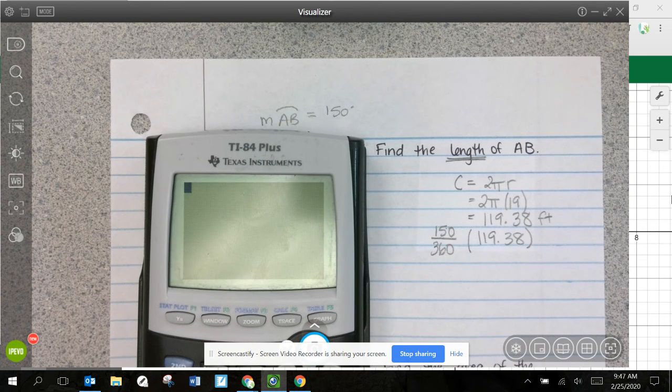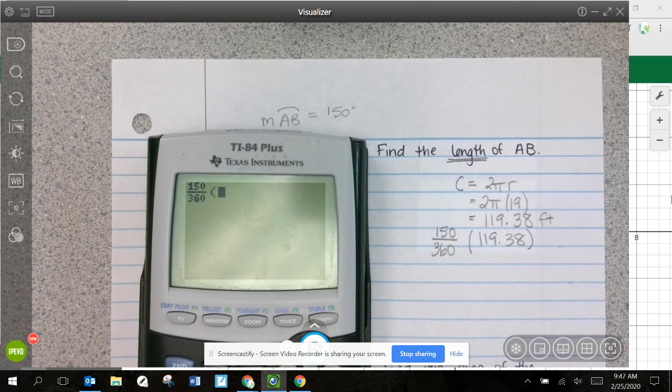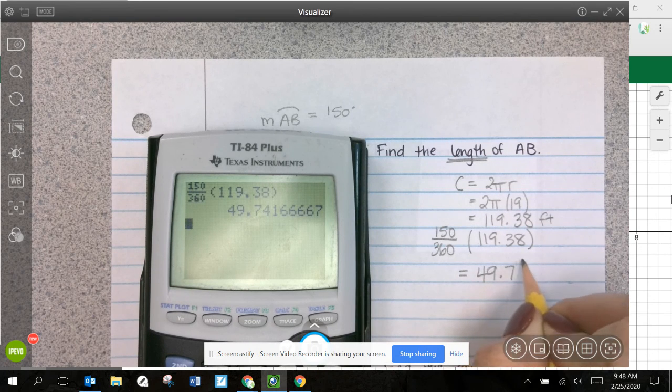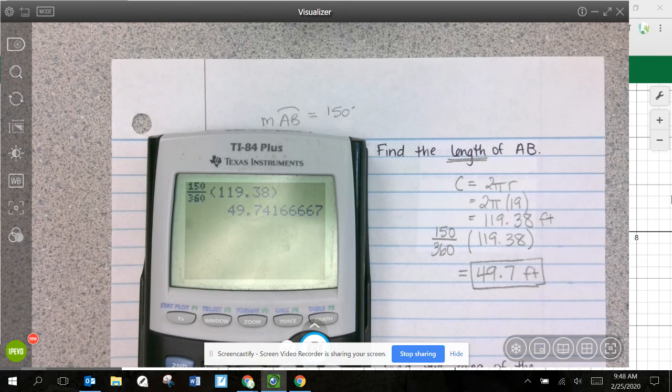So in my calculator, I'm going to use the alpha y equals button, and I'm going to type in 150 over 360. That's the part of the circle I need, out of the whole 119.38. So the amount of circle that I walk from A to B is 49.7 feet. That is the length that I walk from A to B.